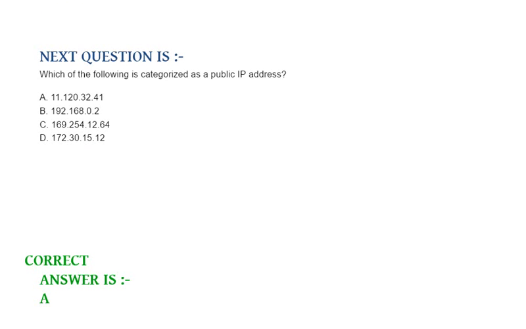Next question is, which of the following is categorized as a public IP address? Now see the options. Option A, B, C and D. Correct answer is option A.